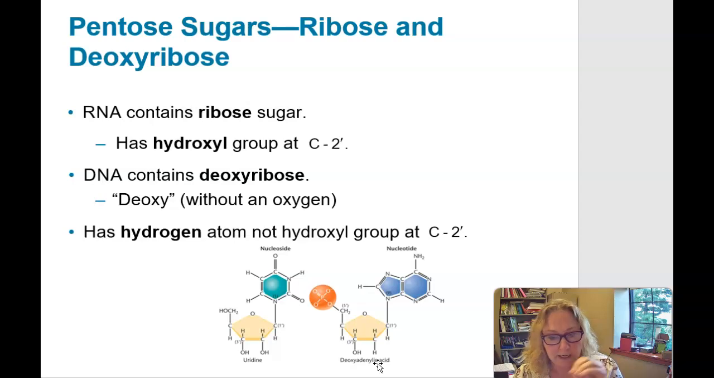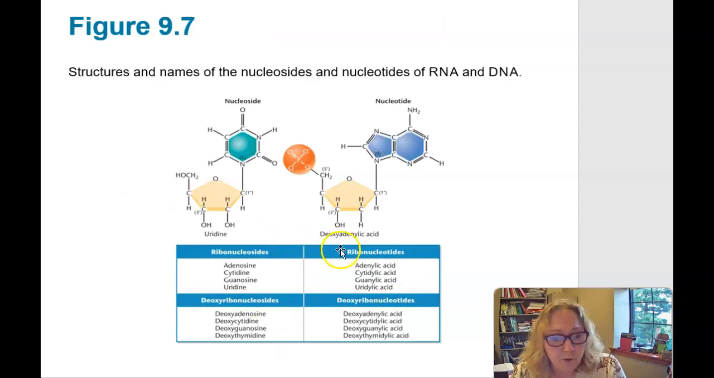Deoxyribonucleic acid, DNA, doesn't have an oxygen. Good? Everyone's good? It's organic chemistry, so your eye might start twitching. It's fine, deep breaths. Okay, here it is bigger.